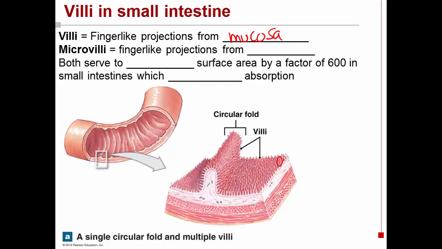If you look on the villi, these are the villi right here, and you look at the cells that line them, you'll see that these cells have finger-like projections too from their plasma membrane, and these are called microvilli. So if you think about it now, we've got the circular fold increasing the surface area, we have the villi, and we have microvilli. All of these are going to serve to increase the surface area by a factor of 600 in the small intestines, and that results in an increase in absorption.